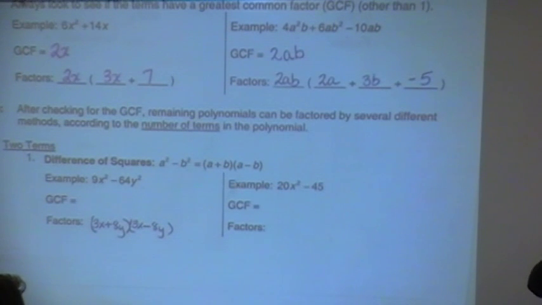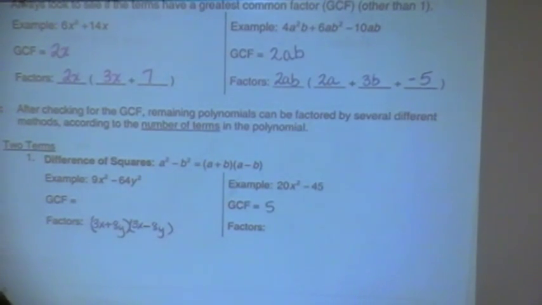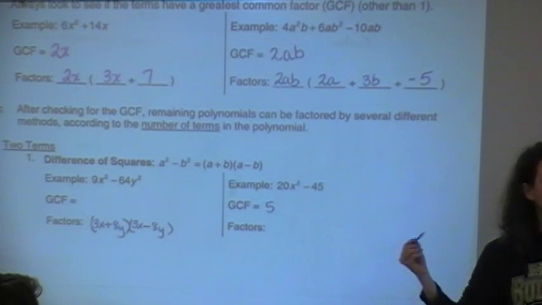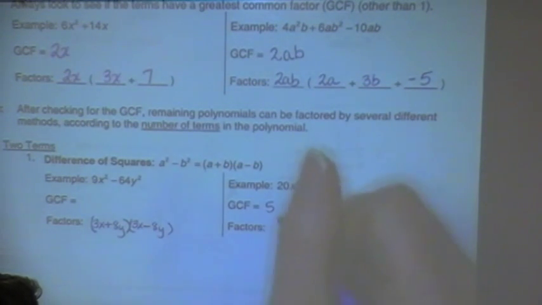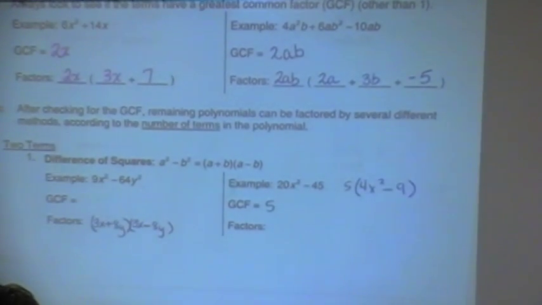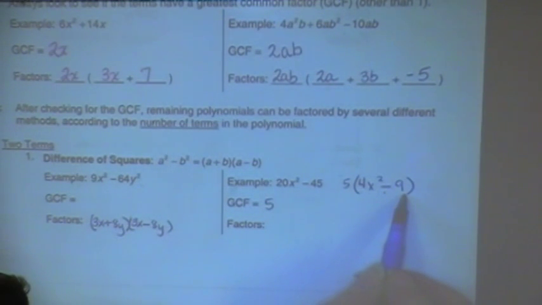Okay, so next one, GCF. You have to ask yourself, is there a GCF? 5. You've got to take that GCF out, because if you don't, are those perfect squares? No. But if you recognize there's a GCF of 5, that would make this 4x squared minus 9. Now this is a difference of two perfect squares.